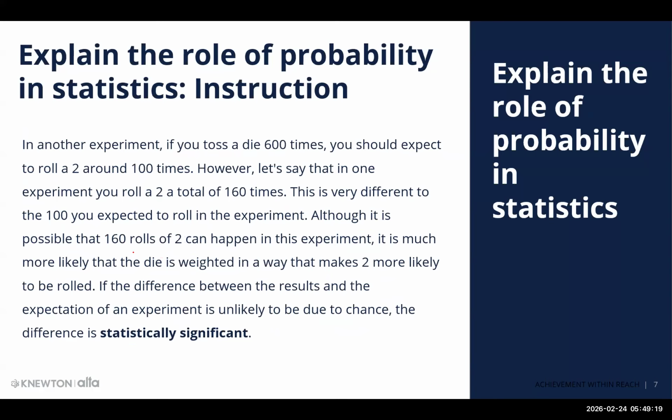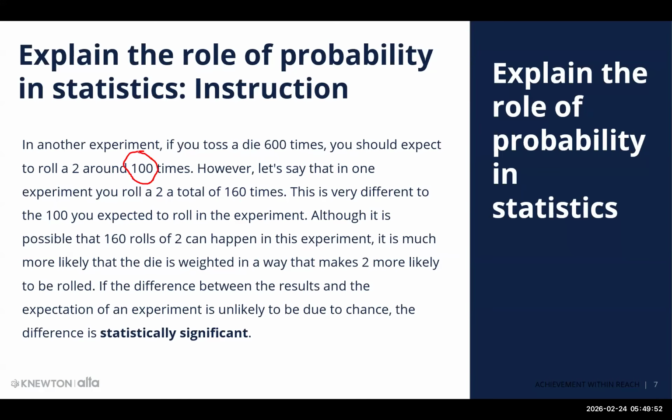So this is just kind of reiterating that. In another experiment, you toss a die 600 times, you should expect a roll of 2 to come out 100 times. However, let's say that in one experiment, you roll a 2 a total of 160 times. So this is the opposite, right? So you're expecting 2 to come out about 100 times.